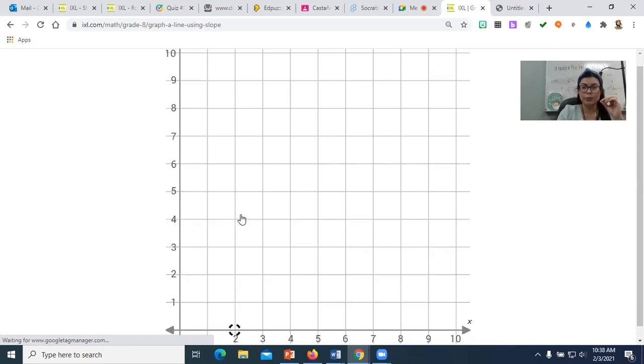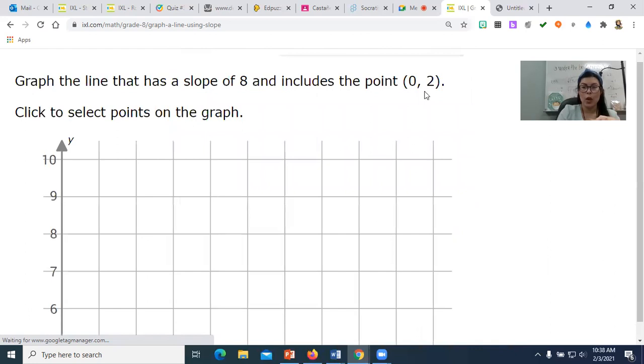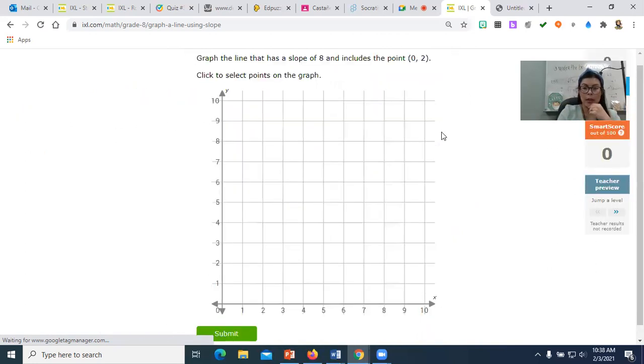So what we're going to do is plot this point. It's 0, 2. So that means the X value is 0 and the Y value is 2. I'm going to plot the point, and I want you to tell me if you think that it is correct. So if I put the point there, is that correct? That is not correct, because this point is at the X value 2 and the Y value 0.